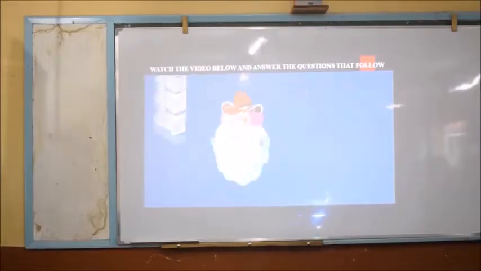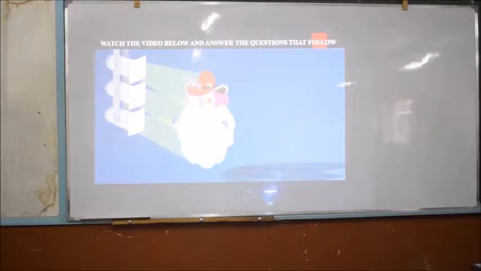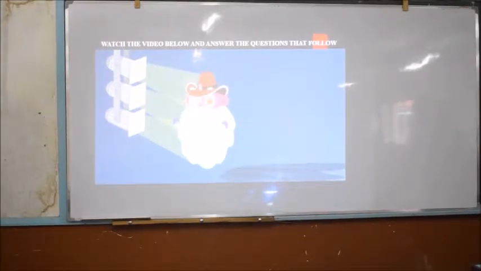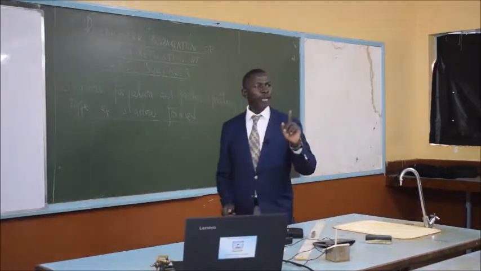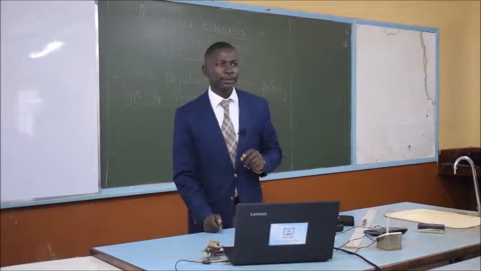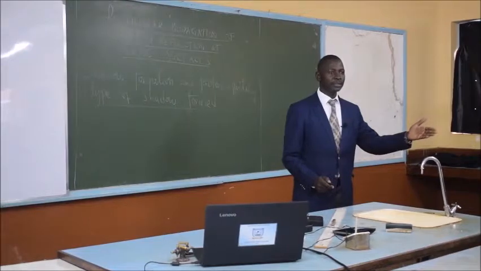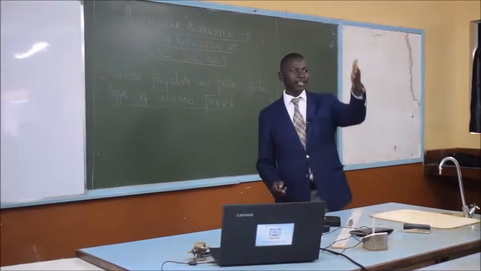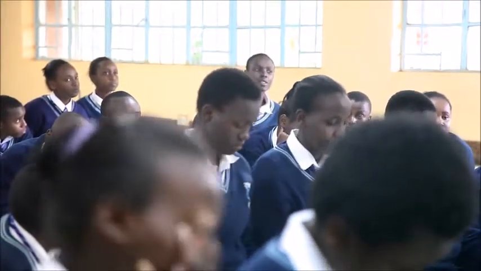You can have multiple shadows. It all depends on the number of light sources. The more lights, the more shadows you will have. So is it true that we can have multiple shadows? Yes. How do we have multiple shadows? How can an object have multiple shadows? Or why will an object have multiple shadows? Yes, Brian? When there is more than one source of light.